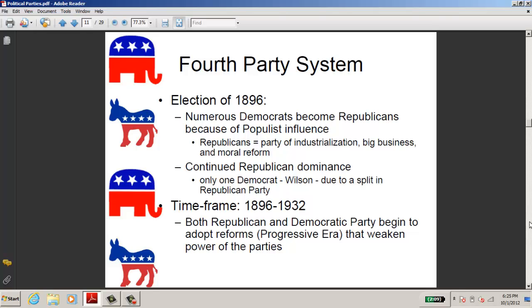So between 1896 and 1932, there will only be one Democrat elected, Woodrow Wilson, and really the only reason he's elected is because the Republican Party splits into the Republican camp and the Bull Moose Party led by Theodore Roosevelt. Now, it is during this time period that the seeds of the death of the party system are sown when the primary election is introduced in the early 1900s.